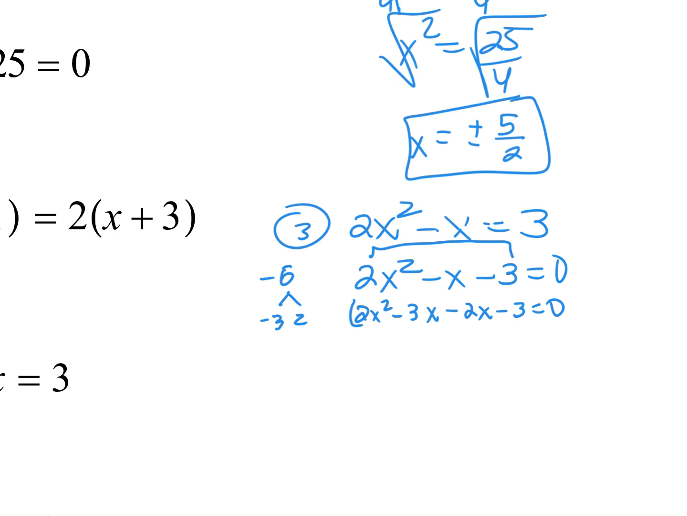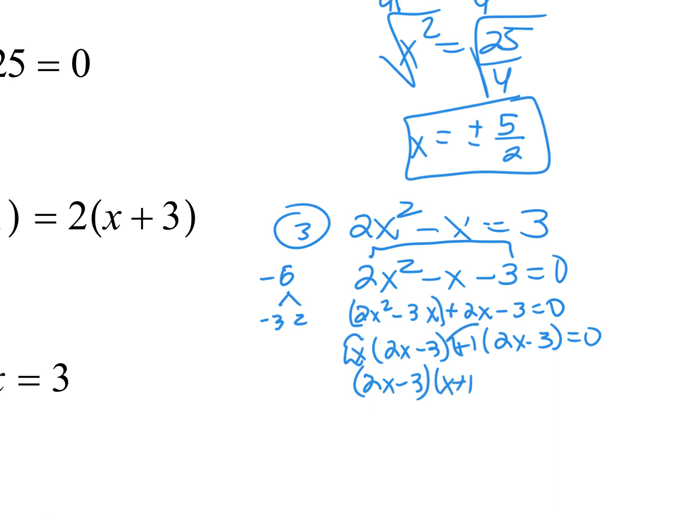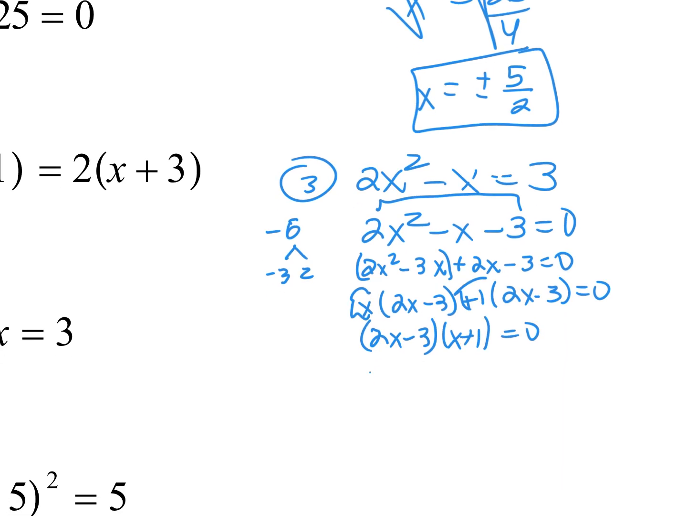So what can I take out of 2x squared and 3x? I can take out an x, so I'm left with 2x minus 3. What can I take out of 2x and a minus 3? Well, I can just take out a plus 1, and I'm left with 2x minus 3. So I see I have 2x minus 3 as one parenthesis. My leftover gets its other, so x plus 1. And I set both of those equal to 0. 2x minus 3 equals 0. x plus 1 equals 0. So here I have x equals, move 3 over, divide by 2, so 3 over 2. Here I'm going to subtract 1 from both sides, so x equals negative 1.